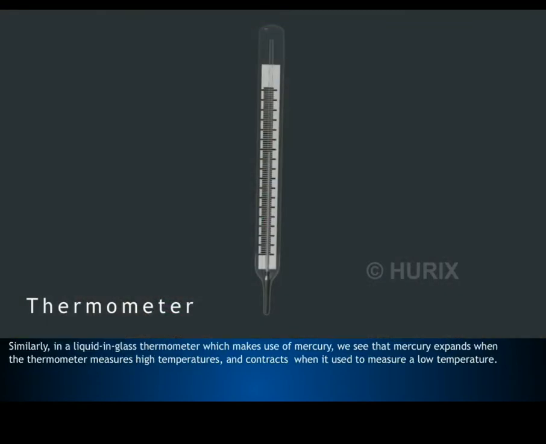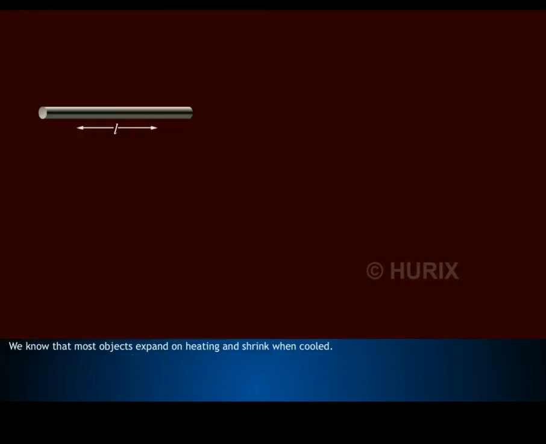Similarly, in a liquid-in-glass thermometer which makes use of mercury, we see that mercury expands when the thermometer measures high temperatures and contracts again when it is used to measure a low temperature. We know that most objects expand on heating and shrink when cooled. Thus, changing the temperature leads to a change in dimensions of the object.